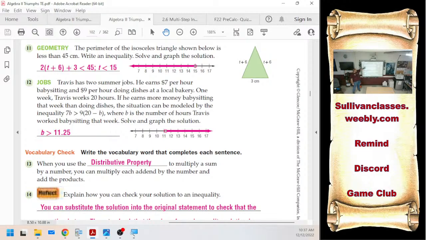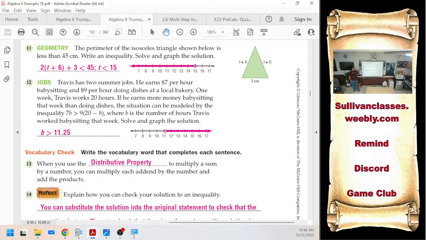Now, they wrote theirs as 2 of these plus 3. You could just say t plus 6 plus t plus 6 plus 3. That works. Okay. The reason that they have the 2 times the thing is they're showing you that's what isosceles means. It's an old geometry term from back in middle school. Isosceles means 2 of the sides on the triangle are the same. Okay, write the inequality, solve and graph.